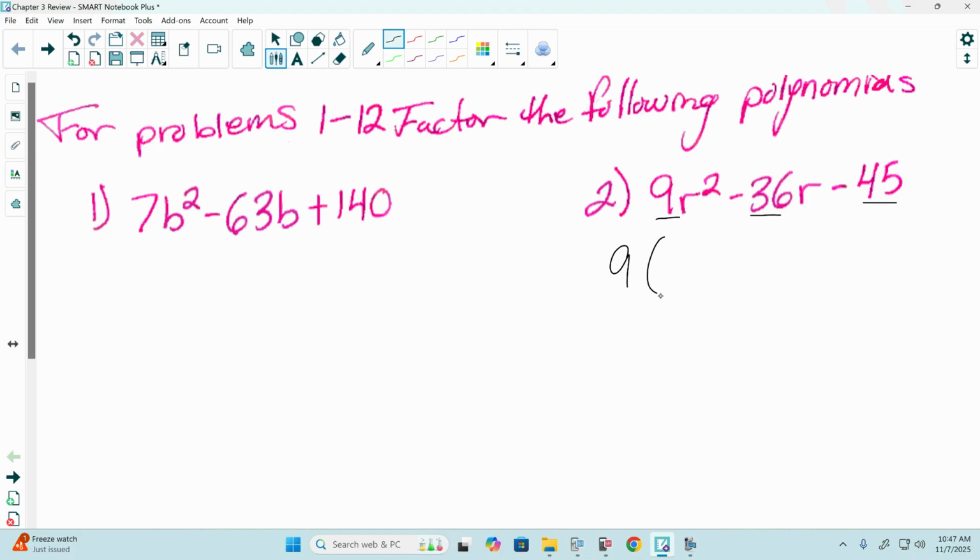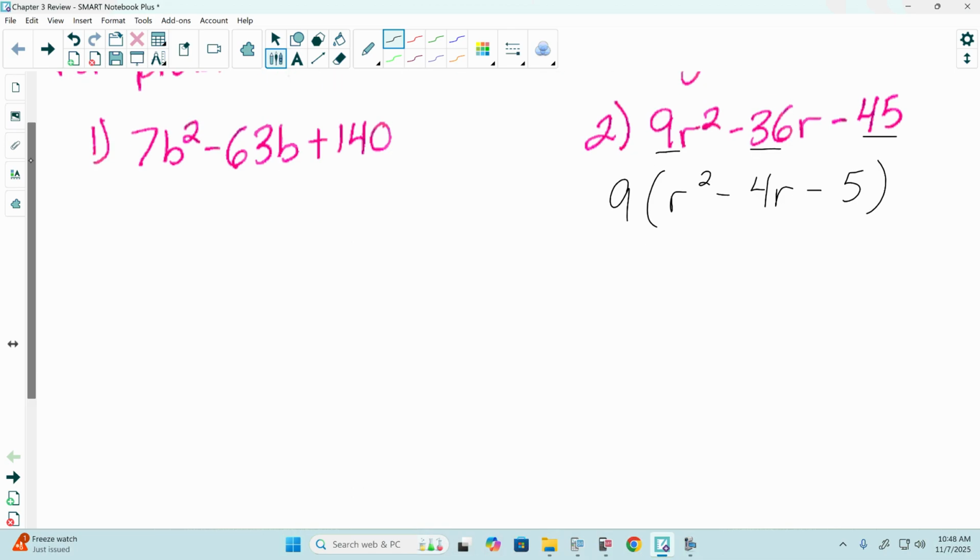Now when we factor 9 out of 9r squared, we're left with r squared. We factor 9 out of 36, we're left with 4 and r. And when we factor 9 out of 45, we're left with 5. So for most of these here, it's a good choice to try to start with the number in front of r squared, or the variable being squared, see if it is a factor of all 3. If it is, we factor it out. If not, we can look at other factors of 9. So the only other factor of 9 would be 3, and we would see if 3 is a factor, if 9 didn't work.